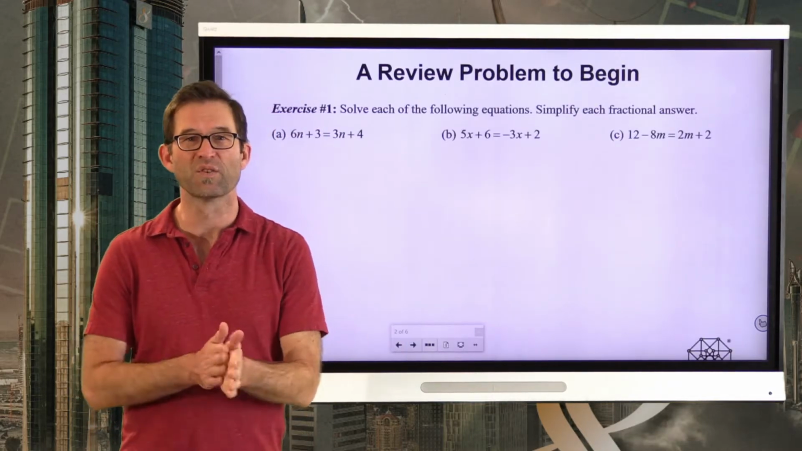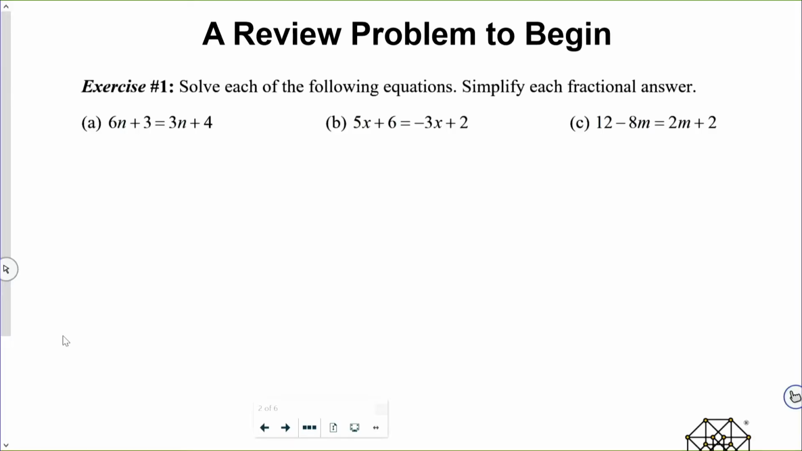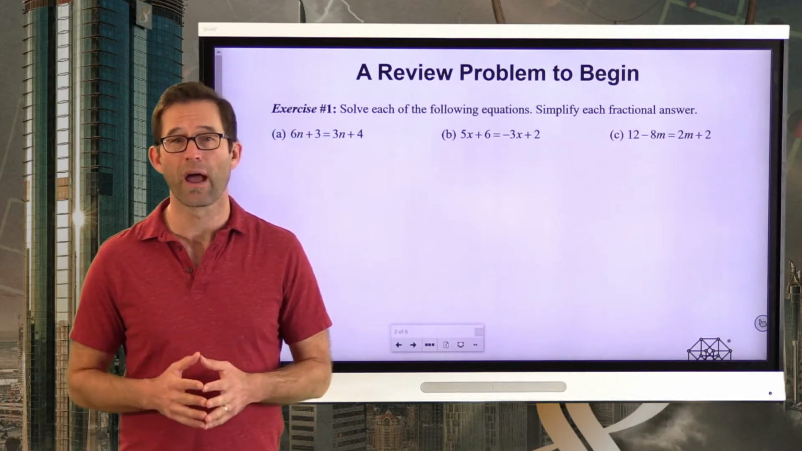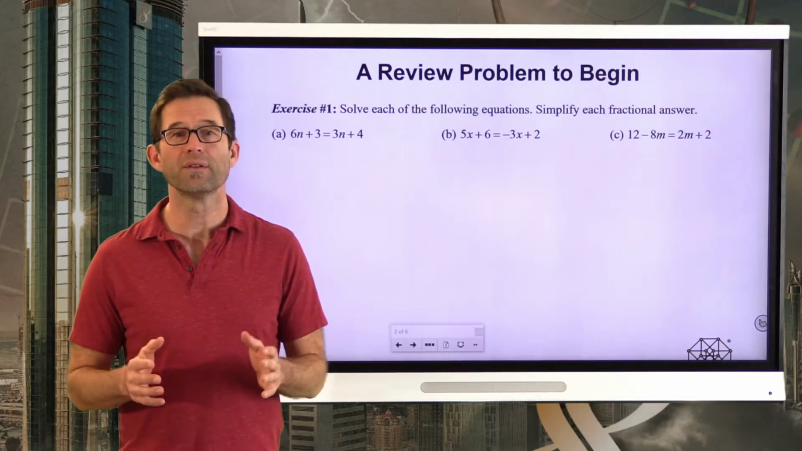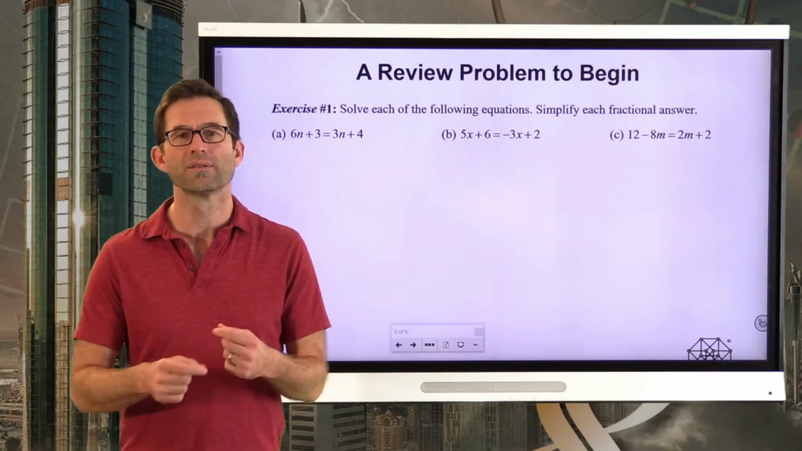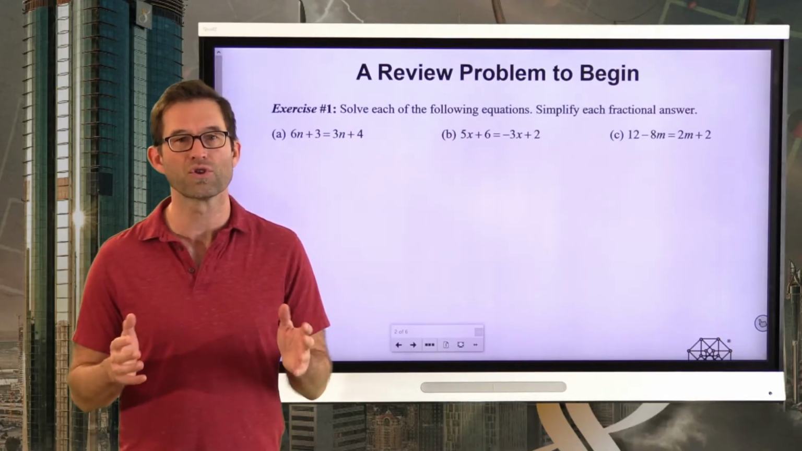All right, exercise number 1. Solve each of the following equations. Simplify each fractional answer. Many of these problems are actually going to have fractions as answers. So what I'd like to do is work through each of these three together. They each have subtle differences in them that could make them more challenging.